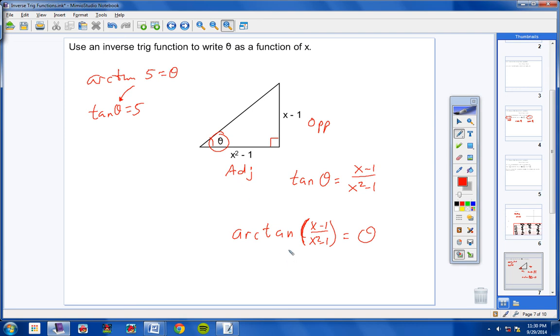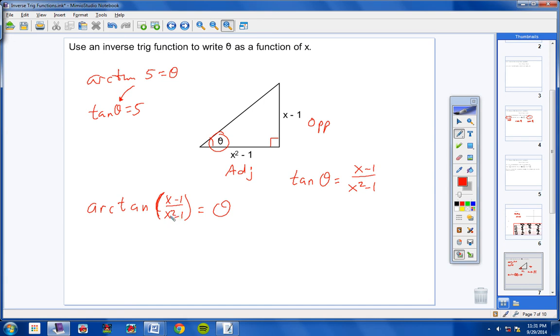So look what I did. I took my regular tangent ratio, tangent of theta equals opposite over adjacent, and then I rewrote it with arc tangent, and really this expression right here just equals theta. Now the only thing left to do is this. You're in the big leagues now, you're in pre-cal, and all of your answers are supposed to be simplified. So the only thing is we can simplify this expression a little bit.